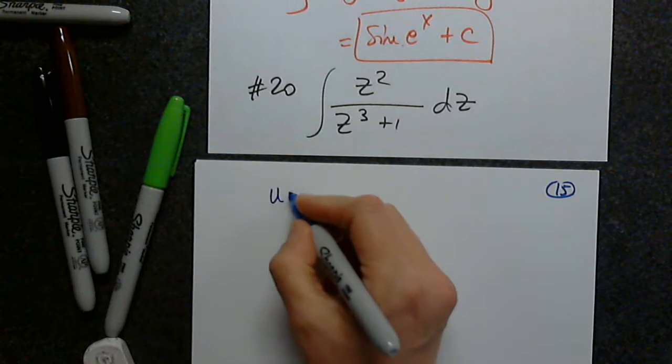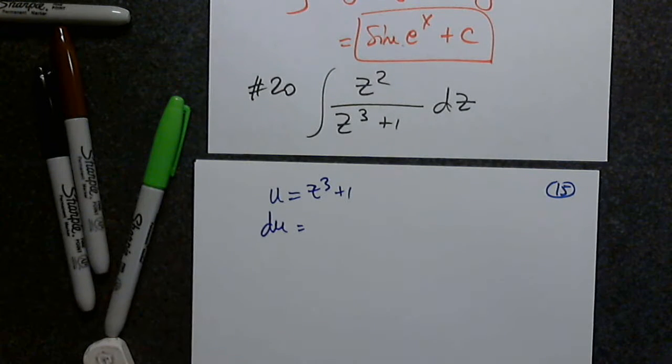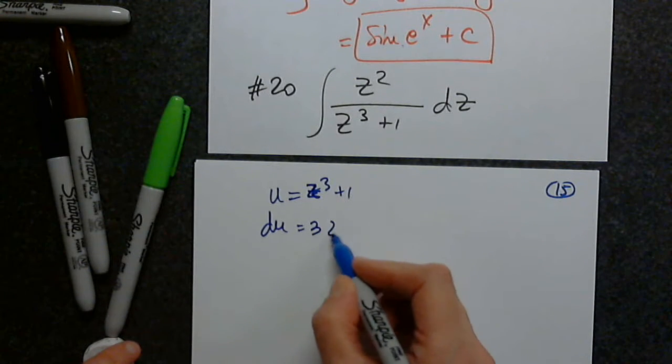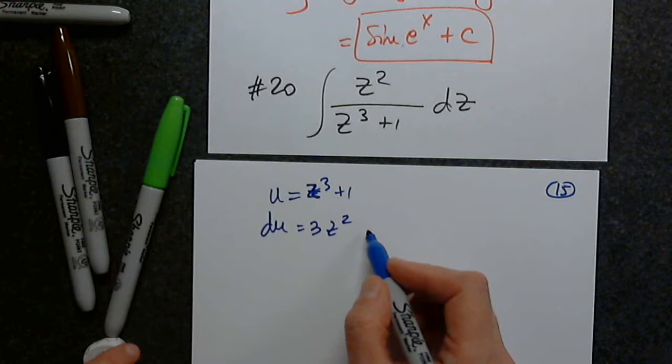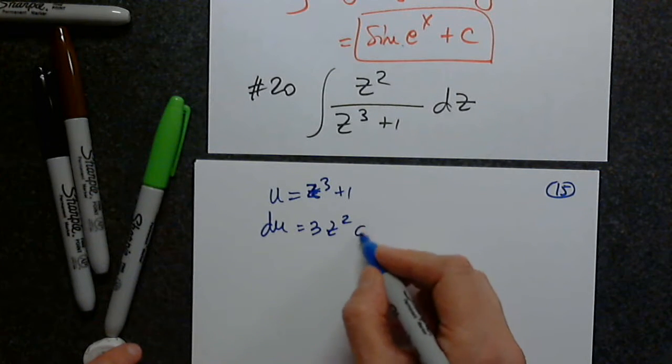So I'm going to say let u be z cubed plus 1, but only if du is in the problem. If du is not in the problem, then it's not the right substitution. So what is du for z cubed plus 1? Not enough. We're not differentiating. We're finding the derivative, the differential.